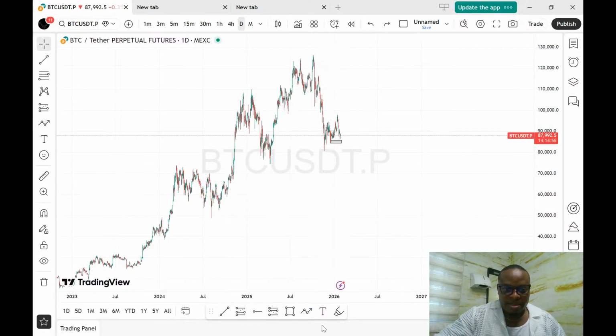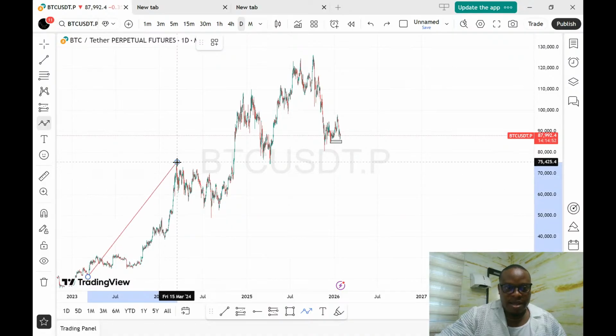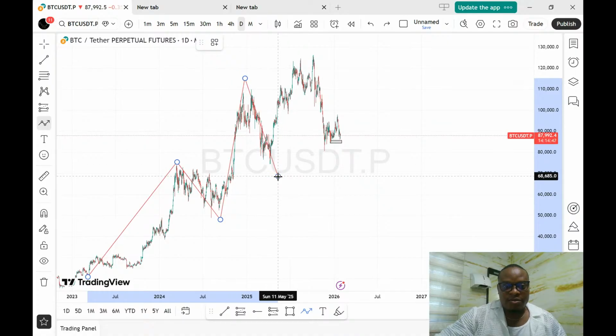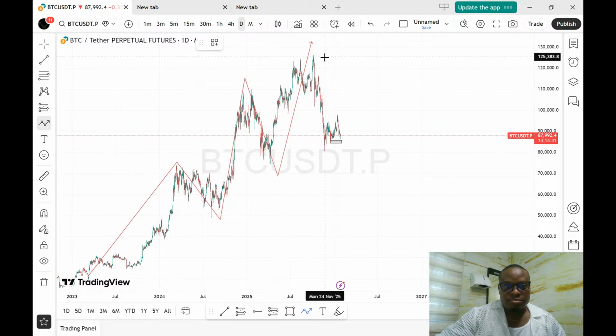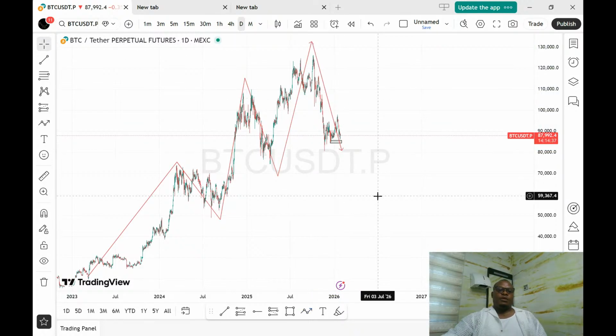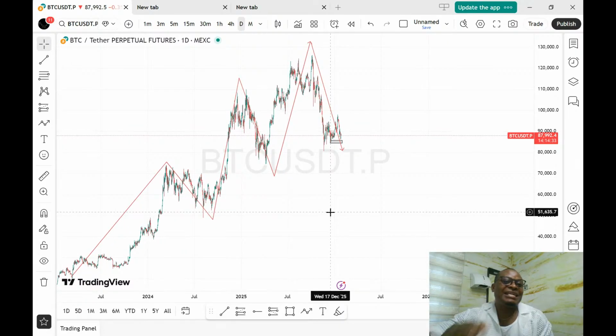So let me label it again. From this point: higher high, higher low, higher high, higher low, higher high, then higher low. Are you seeing it? So this is the structure of BTC on the daily time frame.